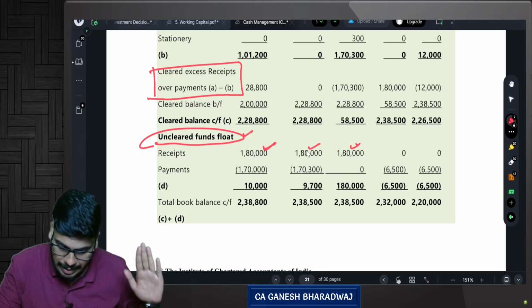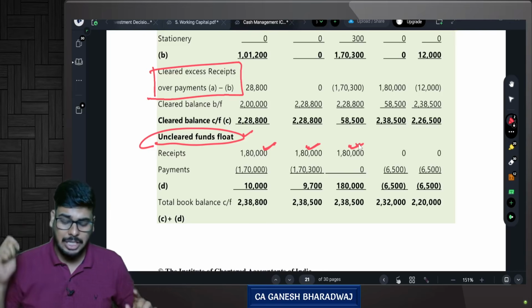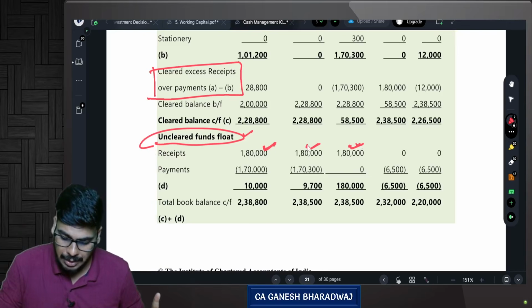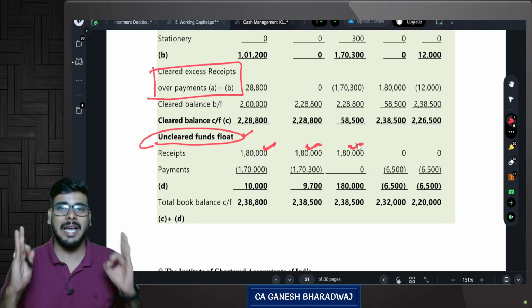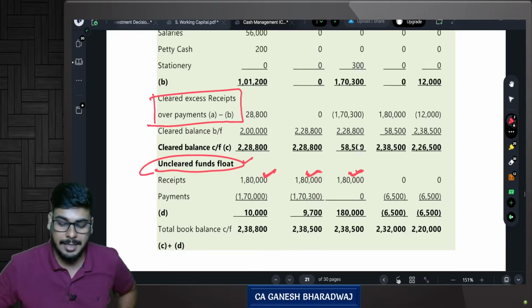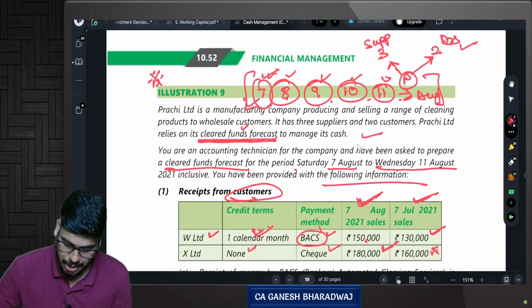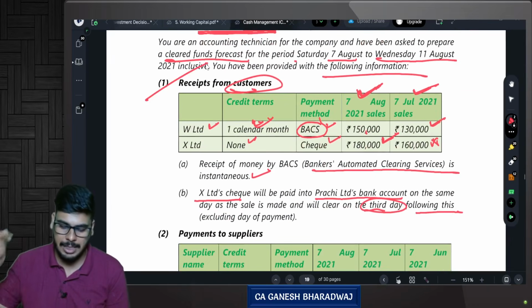So we are mentioning it properly here and there. For a period of the first 3 days, this 1,80,000 rupees remains uncleared. Are you clear with this? Yes. Next, what is the next transaction that they have mentioned? This is about your receipts from customers.